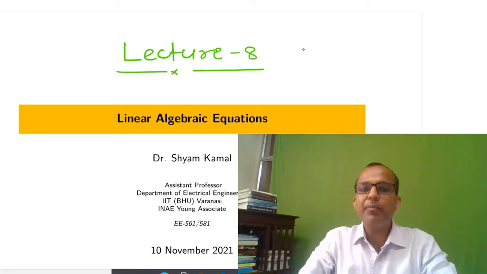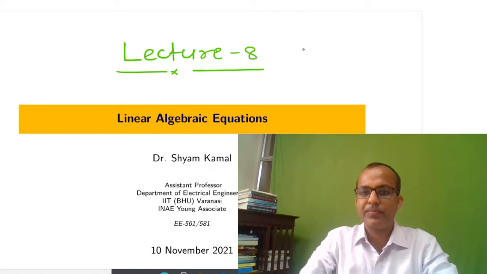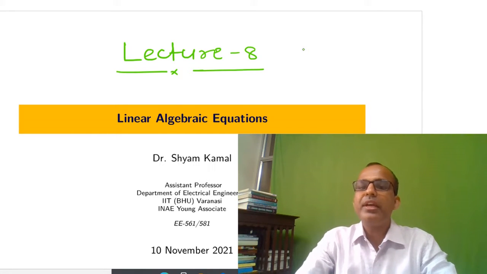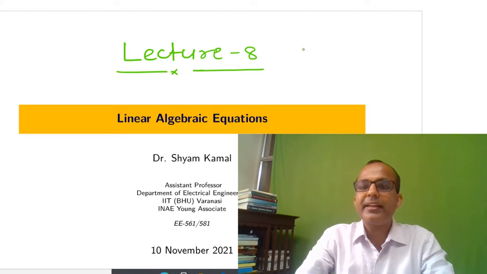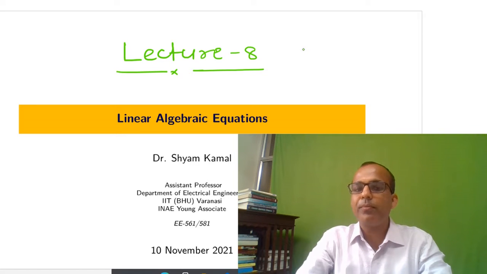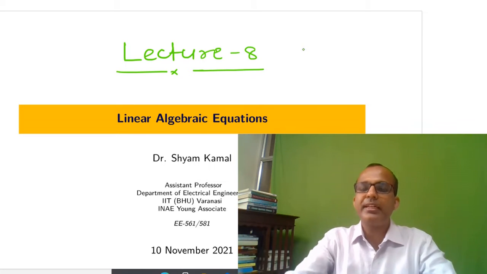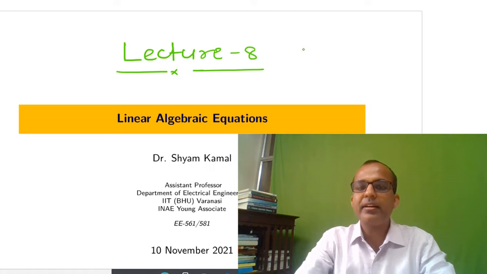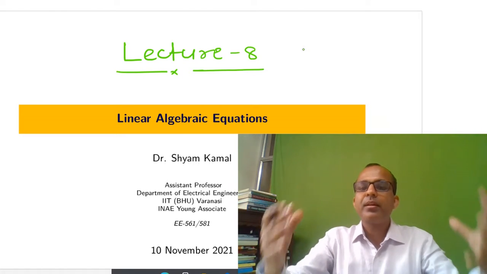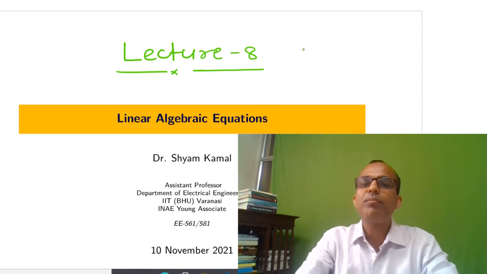In today's lecture, I am going to deal with the linear algebraic equations. So far what we have found is that whenever I am dealing with any dynamical system, different kinds of spaces are involved. We have some kind of column space, some kind of space where elements can be represented in the form of matrices, and some kind of space where an element is represented in the form of functions.